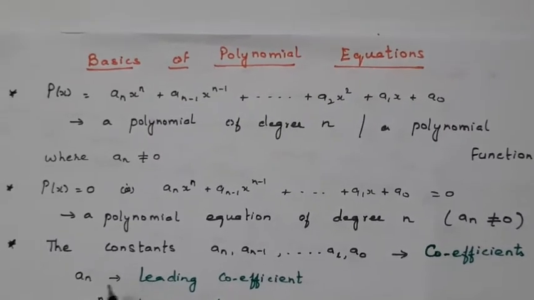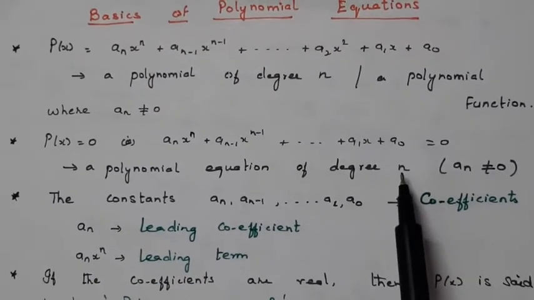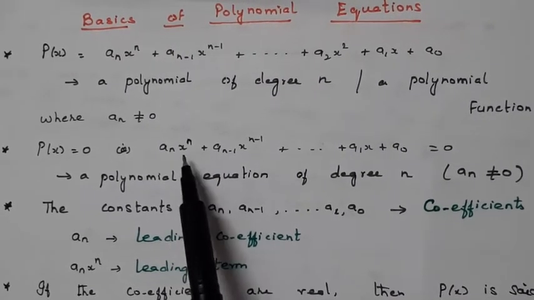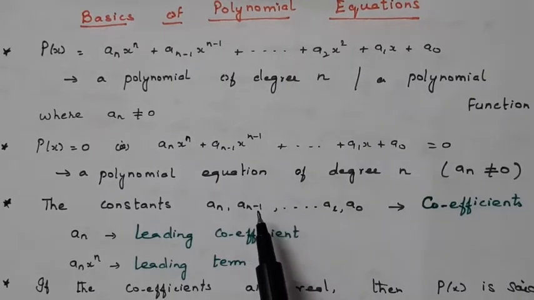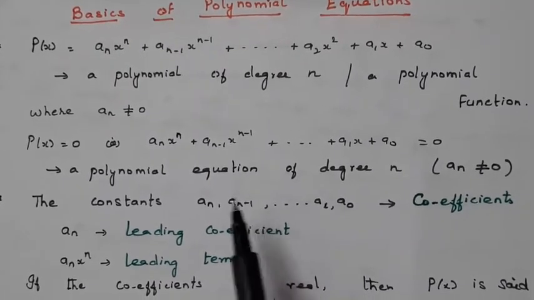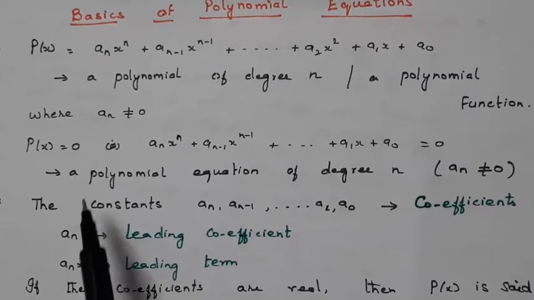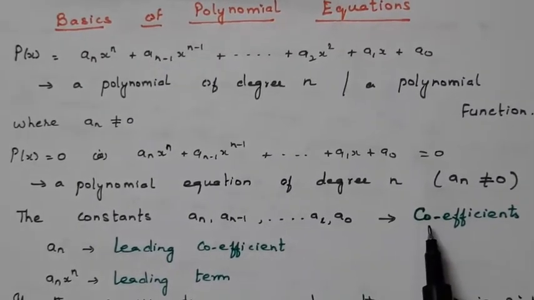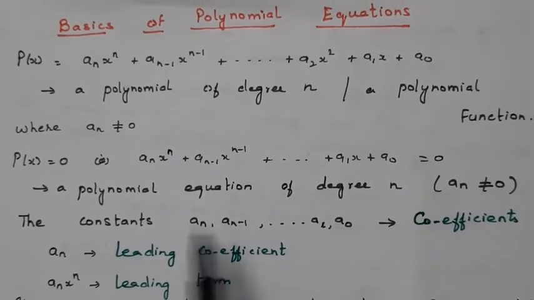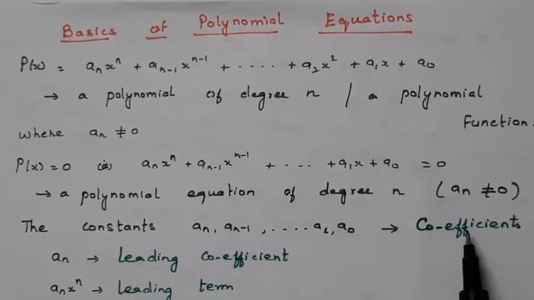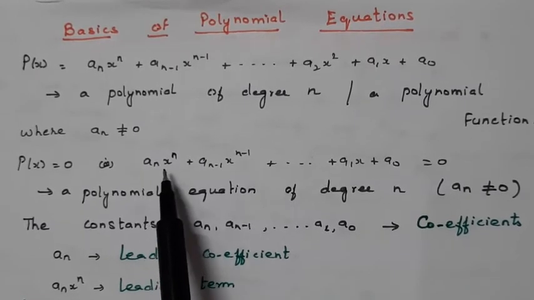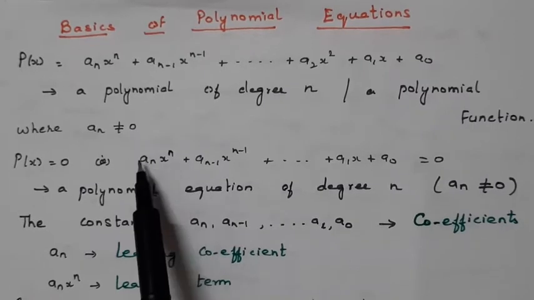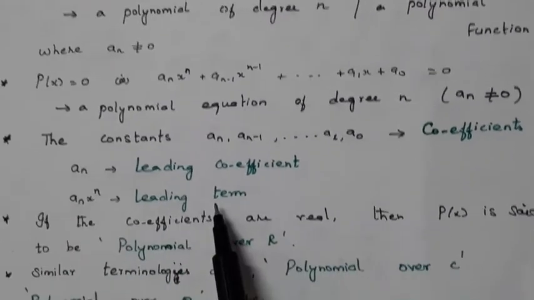This degree is represented by the highest power of the variable. Here we are going to deal with polynomial equations of a single variable. And these constants a_(n-1) etc. a_0 are called the coefficients. Particularly the first one, that is the coefficient of x^n, is called the leading coefficient, and that term a_n x^n is called the leading term.